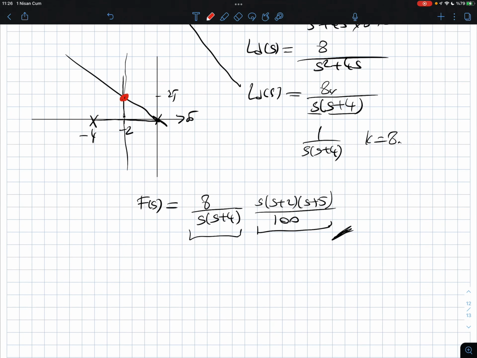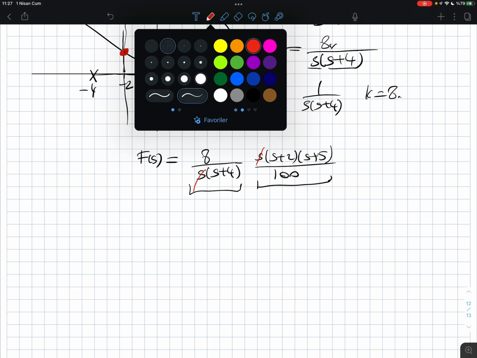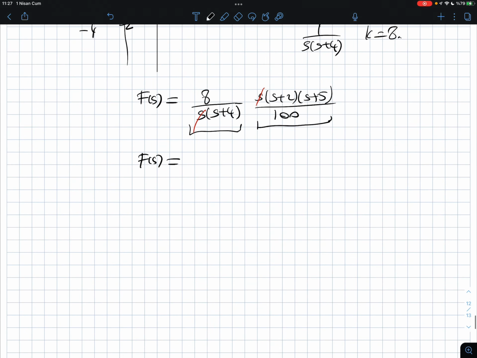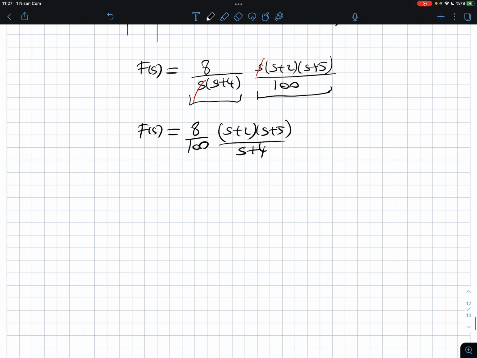Now, this is kind of a controller. By the way, in this controller, we can also see that this s here and this s here cancel out. So we can define the controller in a more compact form. We have 8 divided by 100, and then we have s plus 2, s plus 5, divided by s plus 4. Now, this would have been a PID controller if this was equal to s and not s plus 4. But it's not. It seems like it, but it is not.